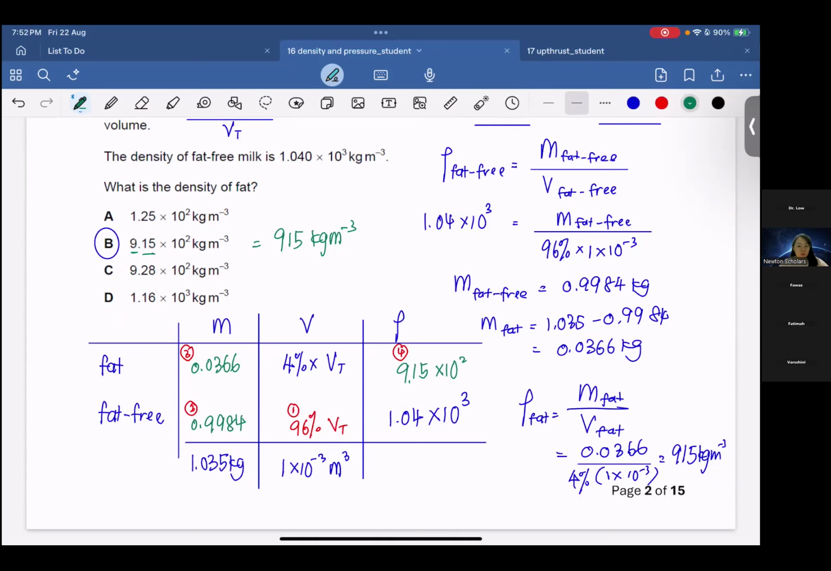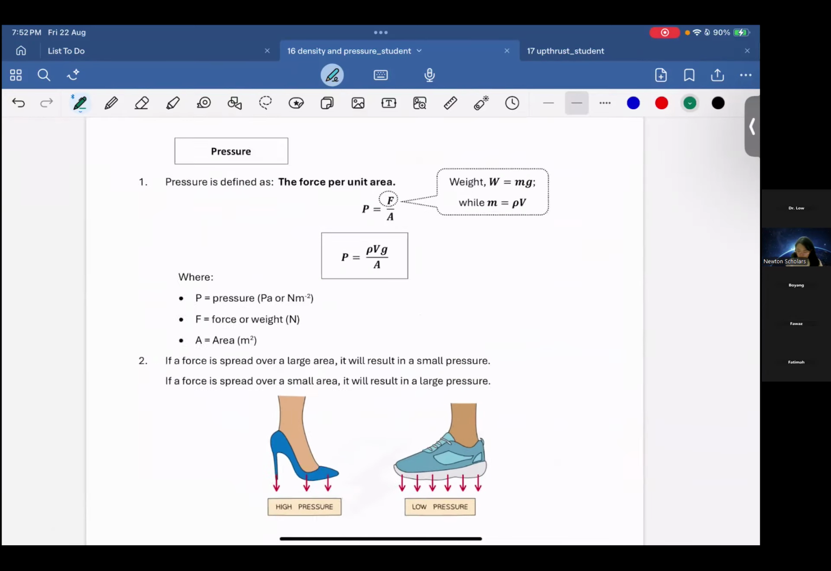Okay, for these questions, I just put 2 questions. Behind is self-practice, I think we have more questions about density. You can practice. Okay, boys and girls, we go to pressure.